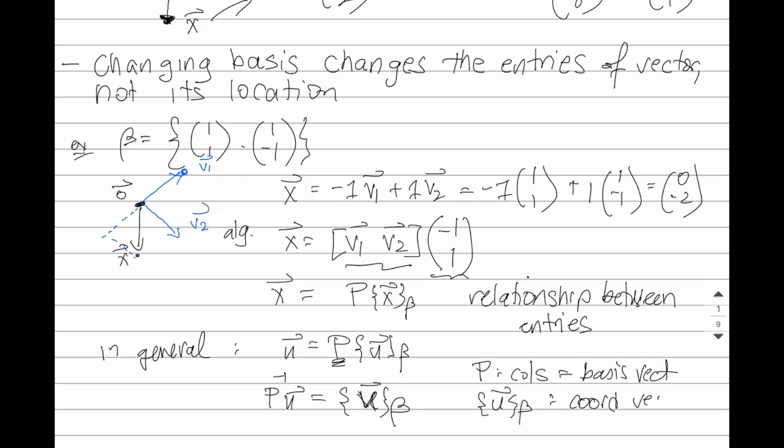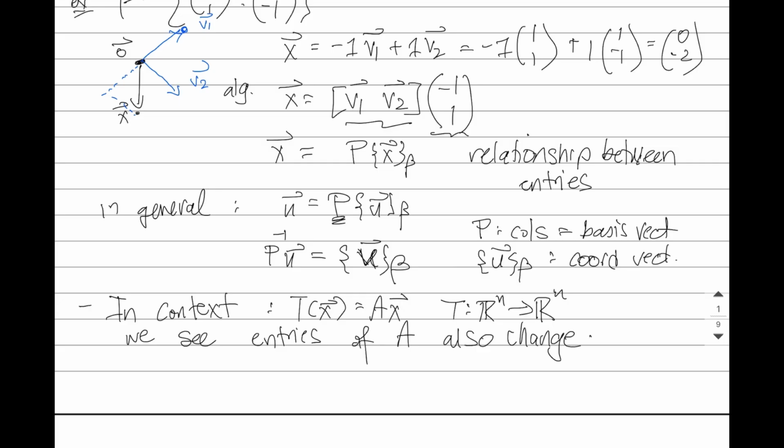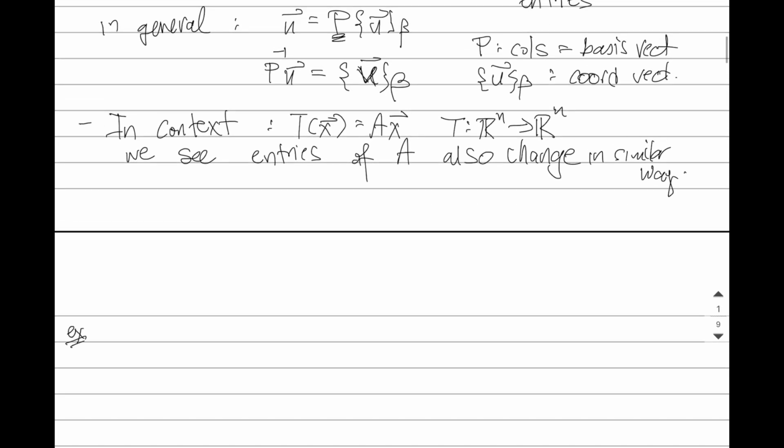In the context of a linear transformation, we are going to see that the entries of a matrix will also change in the same way. For us, we're just going to focus on going from the same vector space to the same vector space. We will see that the entries of A also change in a similar way. The changing basis idea that we just went through is going to be the foundation for what it is that we do. So let's stick with R2.